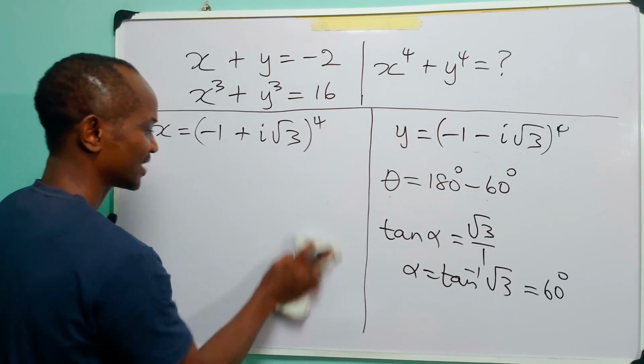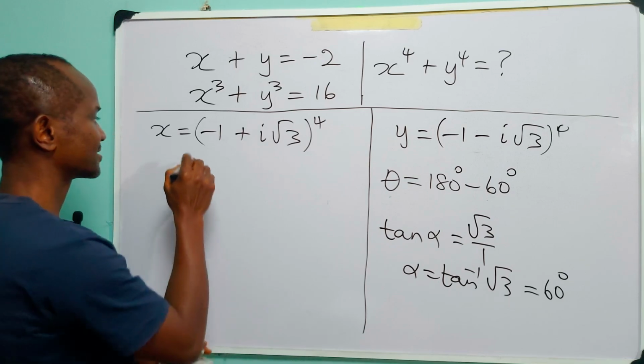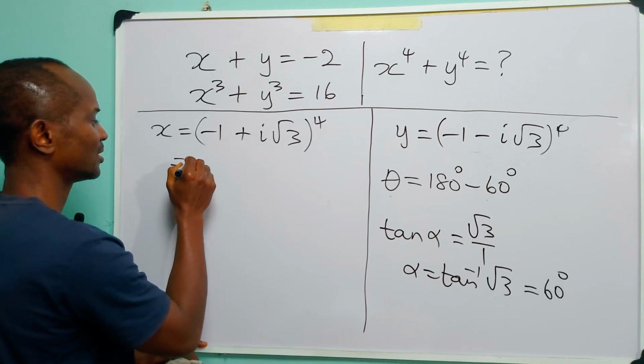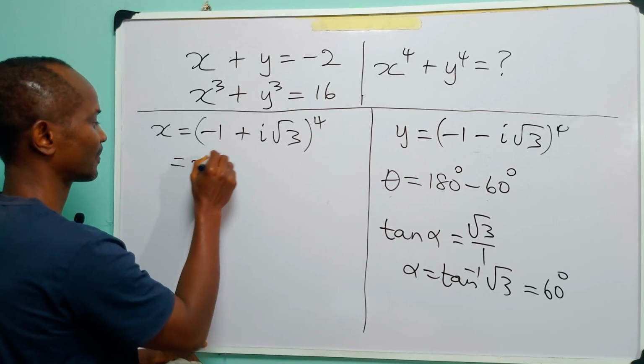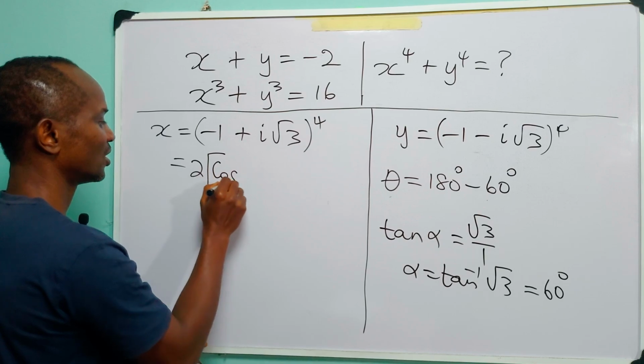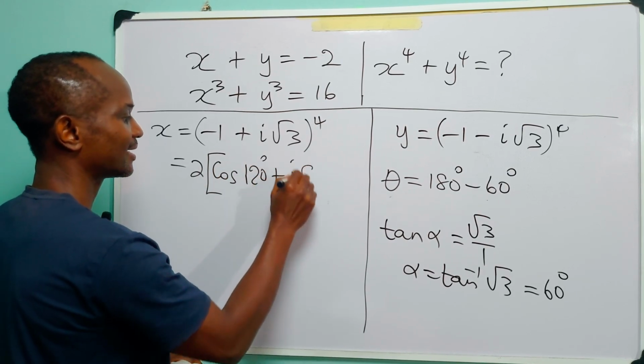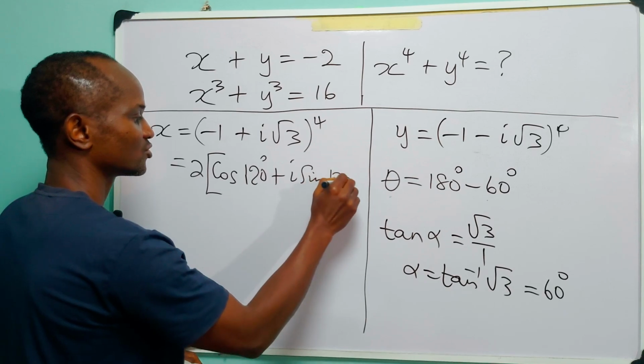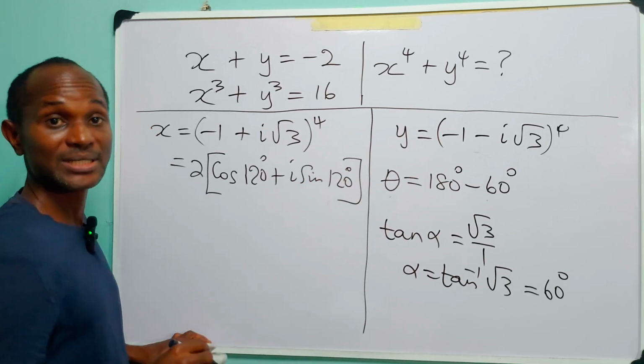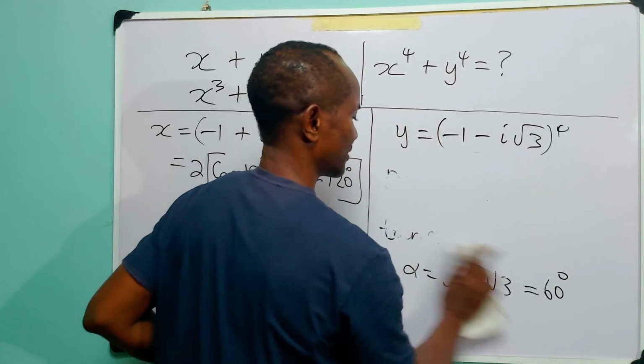So now we have that the polar form of x is equal to 2 into cos 120 degrees plus I sine 120 degrees. We come over to y.